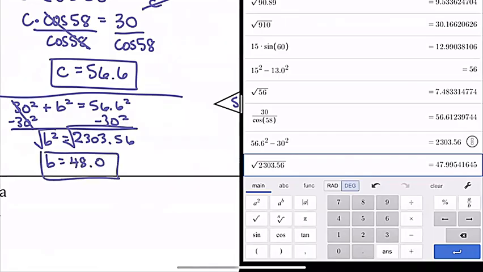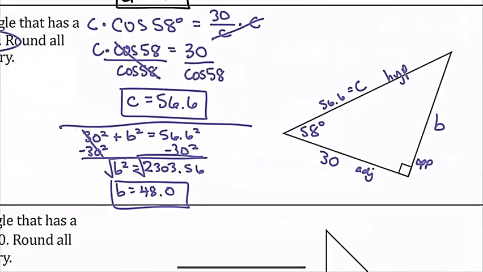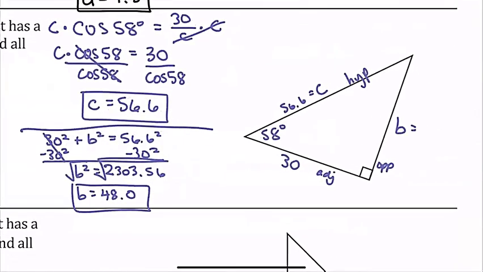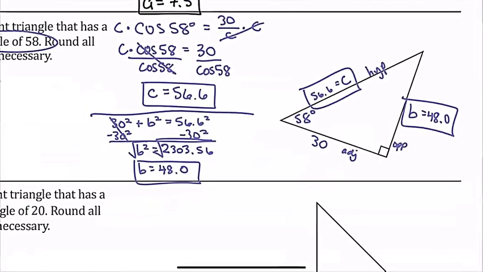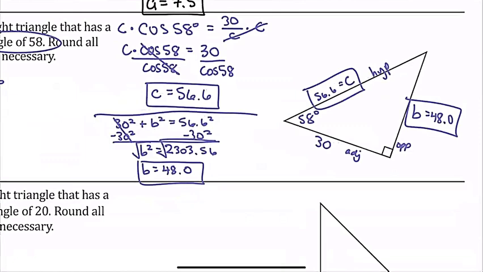I'm going to label that over here. 48.0. And there we go. So these are the two answers we were looking for, this one and that one. And then just a reminder, if it only asks you for one of them on a practice, you wouldn't have to do the second part. You would just do whatever ratio got you the one you're looking for, and then you wouldn't have to worry about the Pythagorean part.